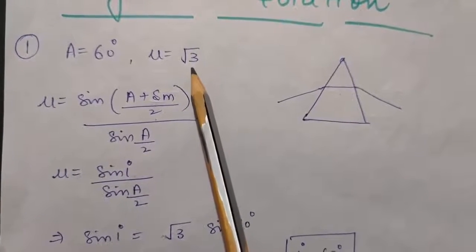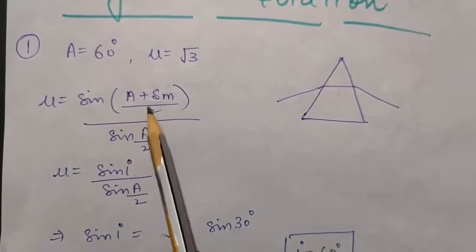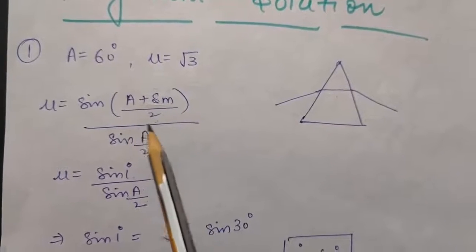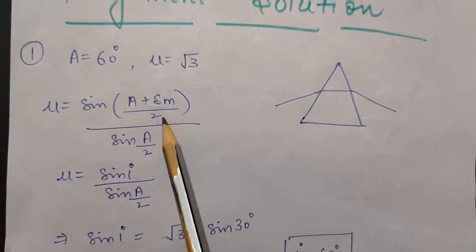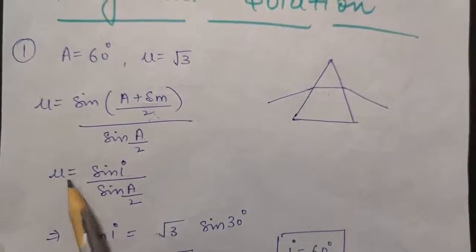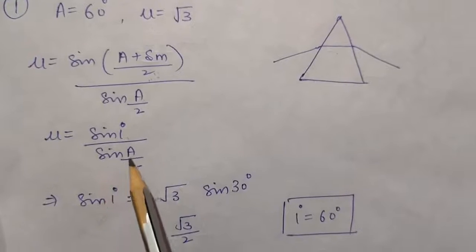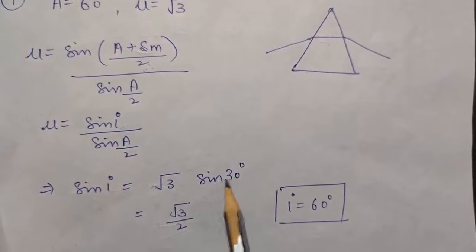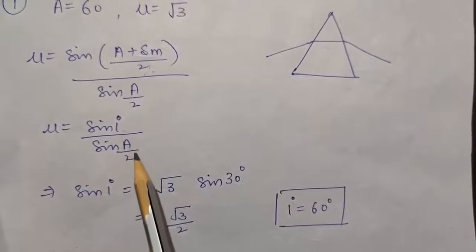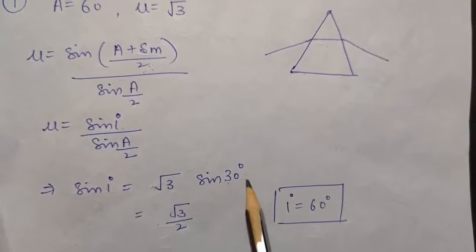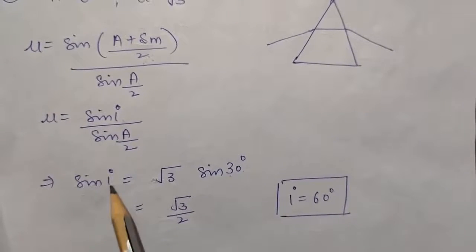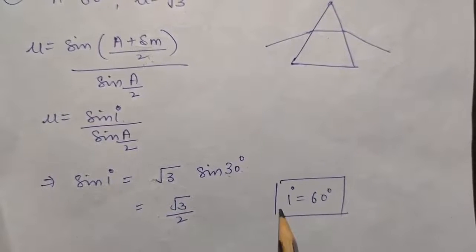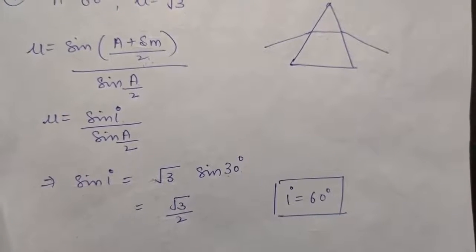So if you use the prism formula, that is mu is equal to sine (A plus delta m) by 2 upon sine A by 2. From your theory lectures again, you know this is nothing but angle of incidence. So let us put it equal to I. So you will get mu is equal to sine I upon sine A by 2. From here, if you calculate sine I, that will come to be root 3 sine 30, because A is 60, so 60 by 2, that will be 30. So sine 30 is 1 by 2. So from here you will get sine I to be root 3 by 2, or you can write it as sine 60. That means angle of incidence is 60 degrees in this particular case.